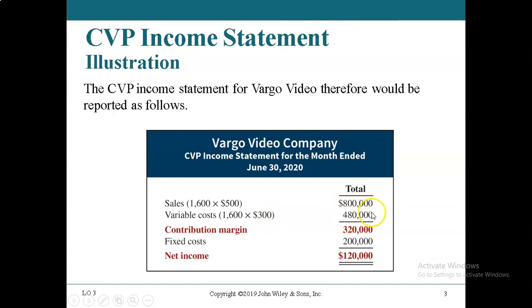Sales minus variable cost has a special name. It's called contribution margin. If you take your contribution margin and subtract out your fixed costs, that's called your net income. Okay, so remember, you have two kinds of costs in Chapter 18, variable cost, fixed cost. Sales revenue minus variable cost is called contribution margin.